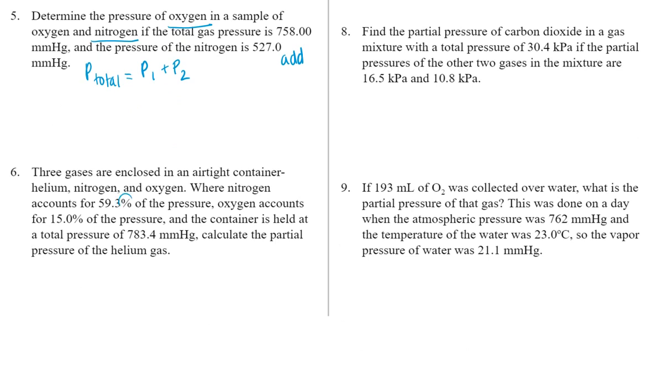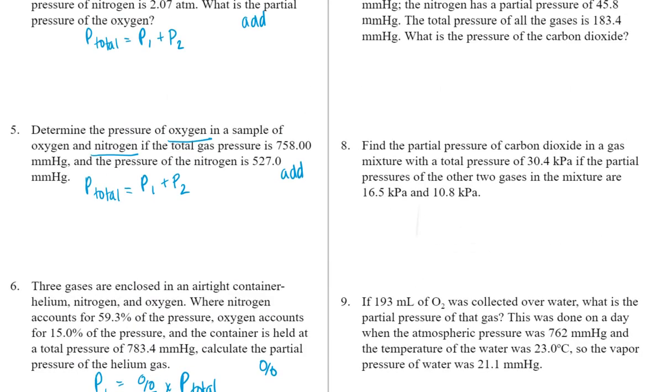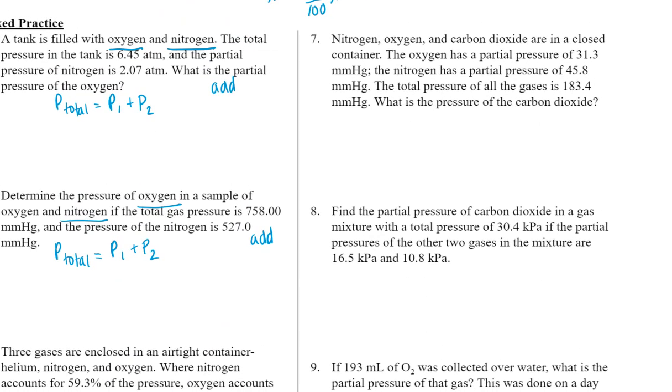The next one, I see a whole bunch of percentages. So this must be Dalton's law with percent. So I'm going to write the partial pressure equals percent over 100 times the total pressure. All right, let's keep going. The next question, I don't see any percentages, so I know I must be using Dalton's law of addition, and it tells me about 3 different gases here. So that means my formula is going to look like this. P total equals P1 plus P2 plus P3, so that I can have all 3 gases.